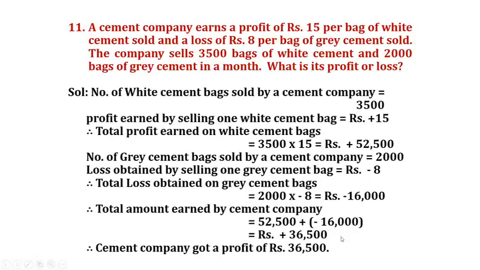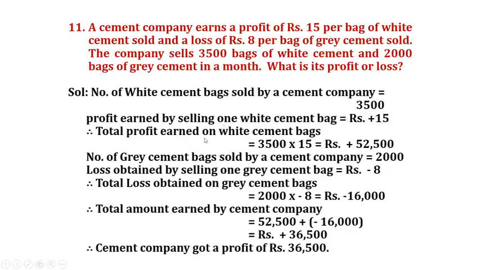Next, 11th. A cement company earns a profit of rupees 15 per bag of white cement sold and a loss of rupees 8 per bag of grey cement sold. The company sells 3,500 bags of white cement and 2,000 bags of grey cement in a month. What is its profit or loss? So how can you find the answer for this? Now, number of white cement bags sold by a cement company is 3,500 is given. So for every white cement bag, they will get plus 15 rupees profit. Because profit I am writing here plus sign in front of this.